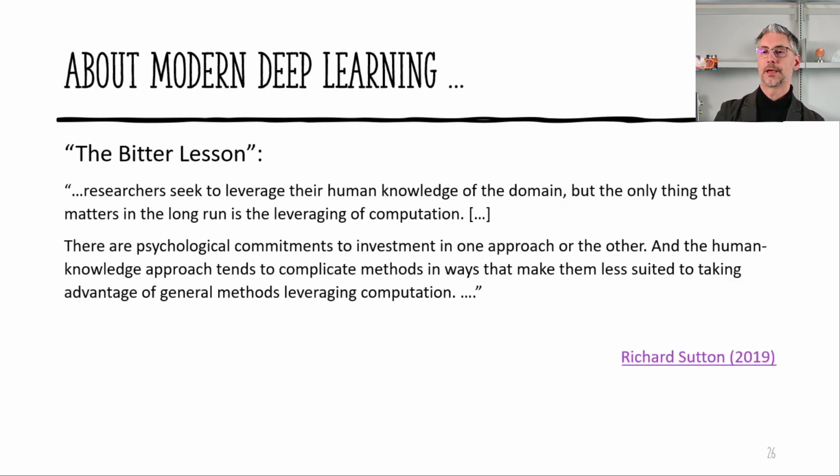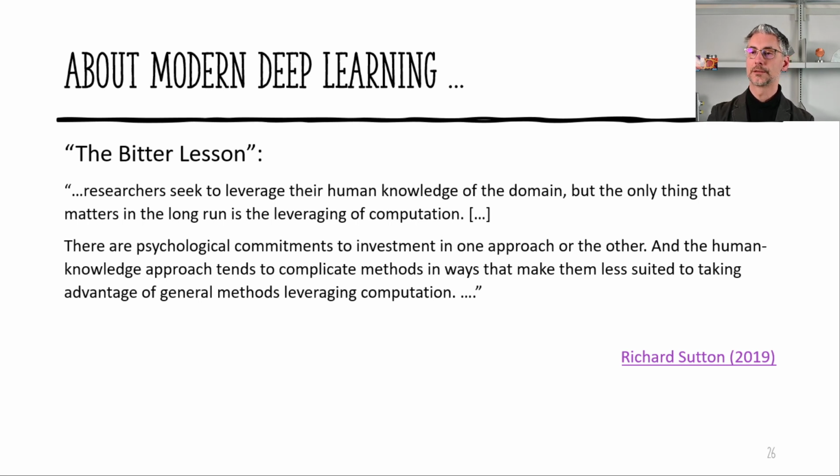Maybe let's finish with a quote about modern deep learning. It's called the bitter lesson from one of the giants of artificial intelligence. Researchers seek to leverage their human knowledge of the domain, but the only thing that matters in the long run is the leveraging of computation. There are psychological commitments to investment in one approach or another, and the human knowledge approach tends to complicate methods in ways that make them less suited to taking advantage of general methods of leveraging computation.